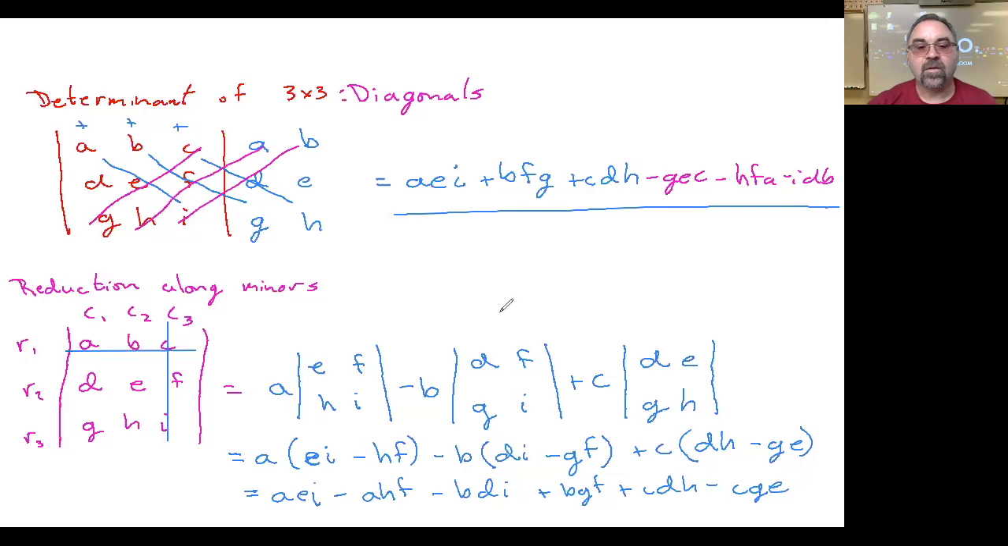And so, once again, diagonals method, reduction along minors, doesn't matter which one you choose. I leave it up to you if you want to work it out. It doesn't matter to me. The reduction by minors method is nice because it relies just on the 2 by 2 matrices. You have to be able to keep track of whether it's positive or negative. And notice I used the top row, but you don't have to use the top row.